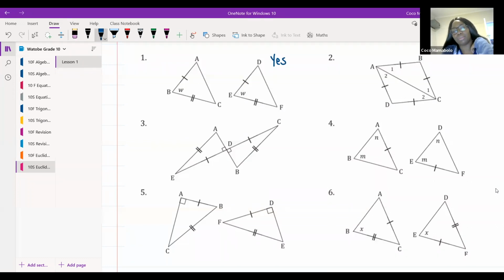And give me the reason. What is the reason? Side angle side. Excellent. Good. It's side angle side. Very well done, my sweetie. Excellent stuff. All right, good.